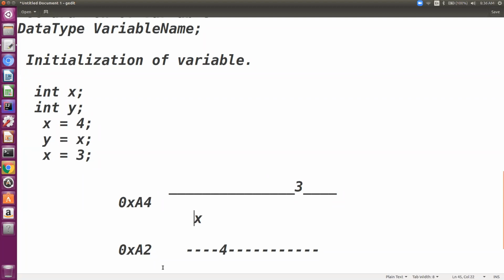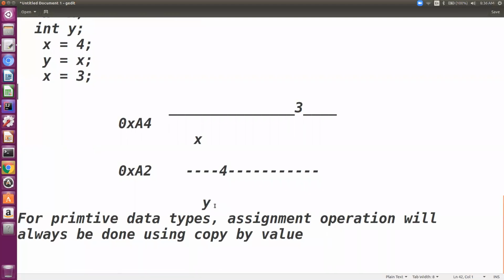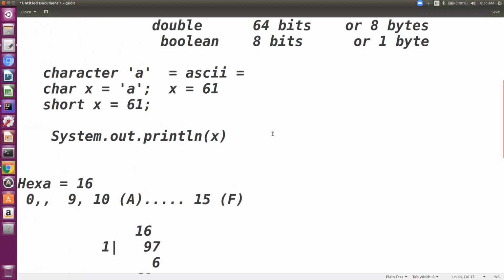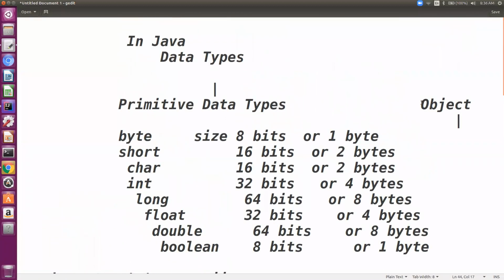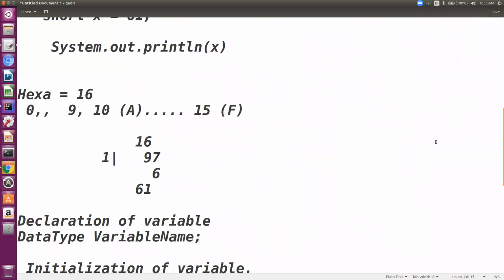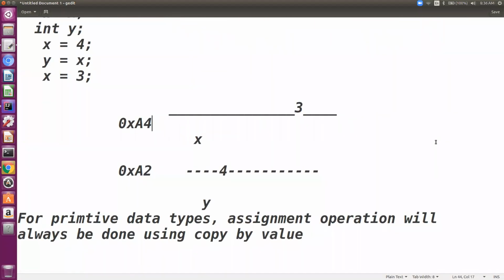But what will be the value of y after this line? 4. Correct, because the two are separate. y is on a different memory location as compared to x. So the change in x does not result in the change in y. This holds true for primitive data types. For object data types, we'll see the situation changes, but not now. Right now, we are focusing only on primitive data types.